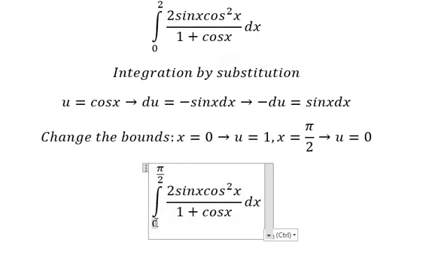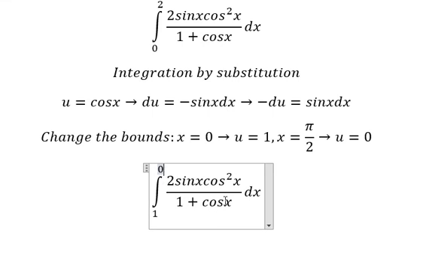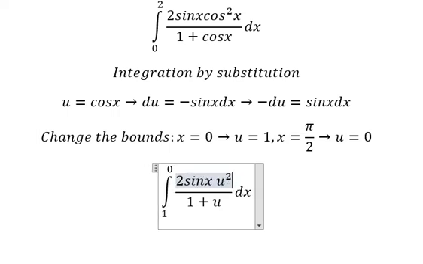Number 0 we change to number 1. Pi over 2 we change to number 0. Cosine x we change to u. This one we change to u squared. Sin x dx we change to negative du.